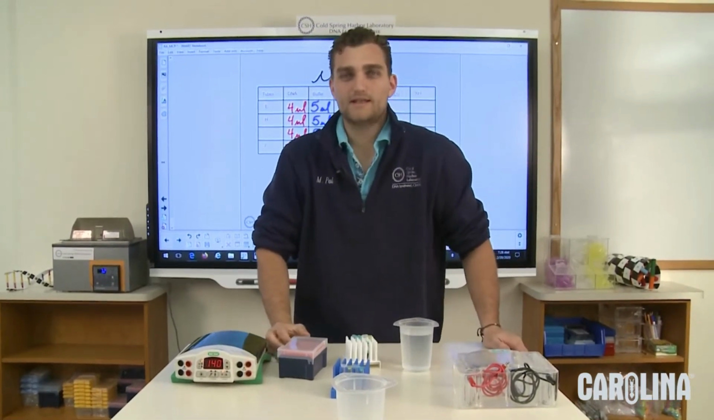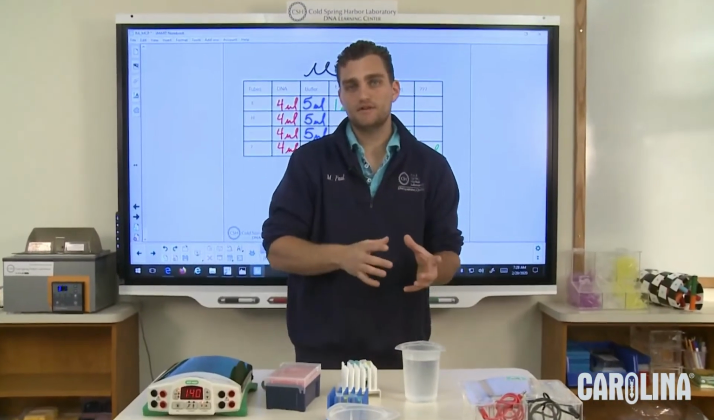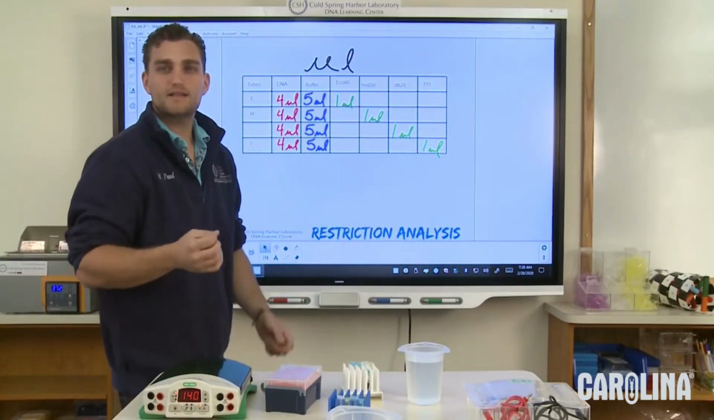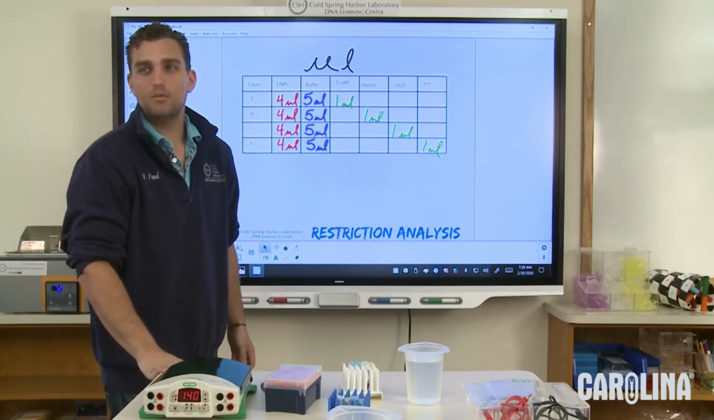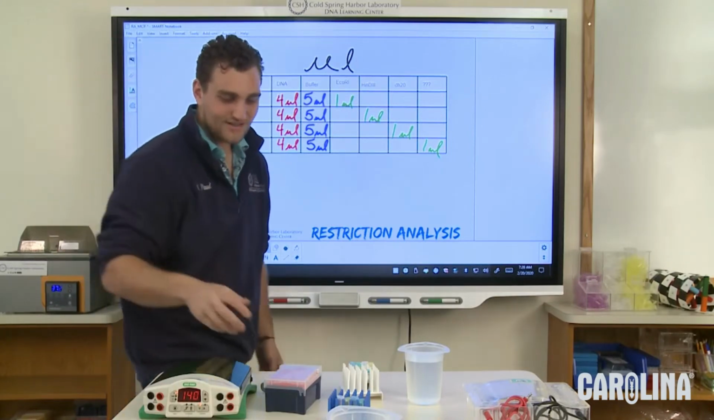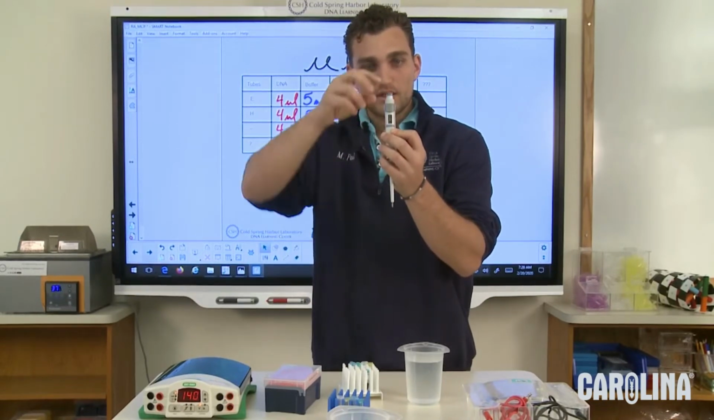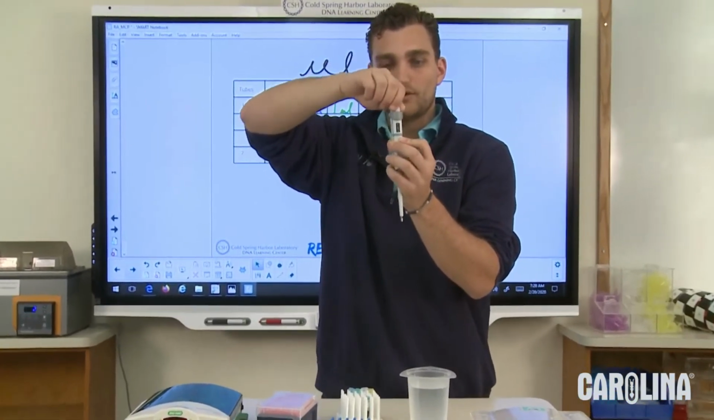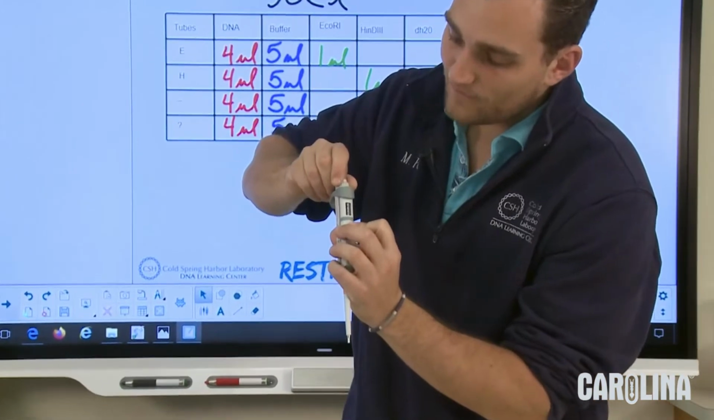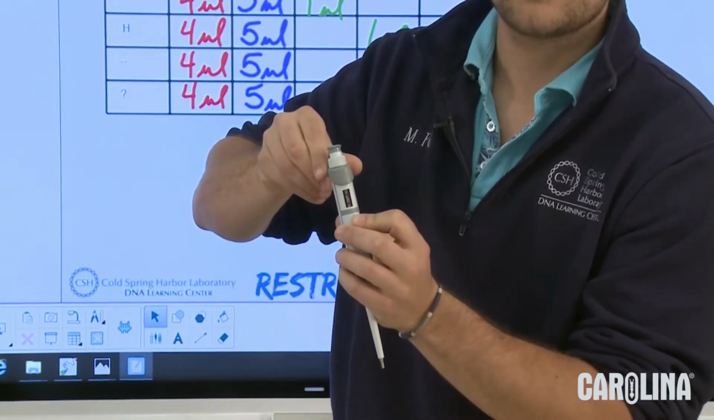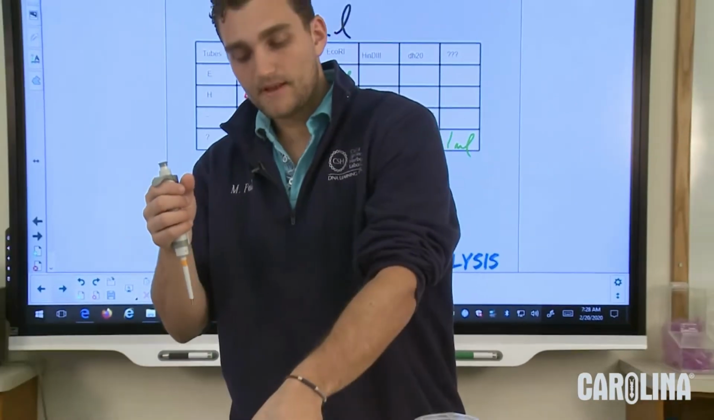What do you think the next thing I need to add is? If I added the largest volume to all 4 tubes, what do you think the next thing I need to add is? What would make the most sense? The DNA. Awesome job. So the DNA needs to be added. But I need to change this volume, correct? So what I do is set it to 4 microliters by changing it to 0,400, just like that.